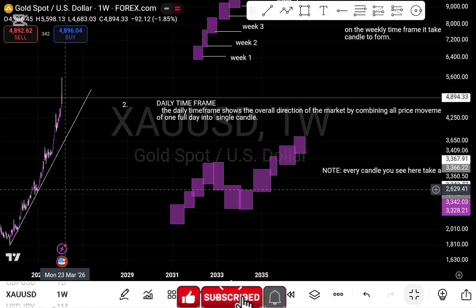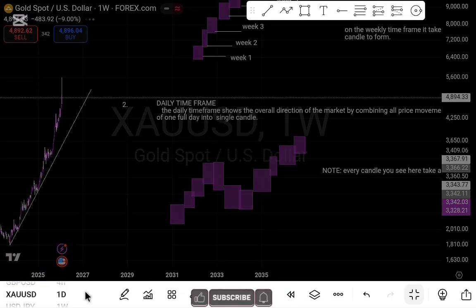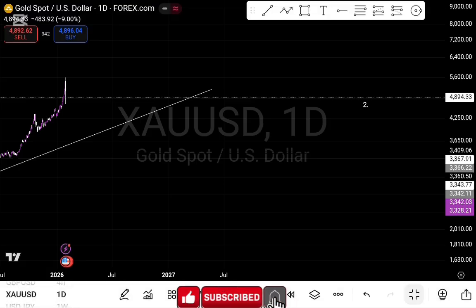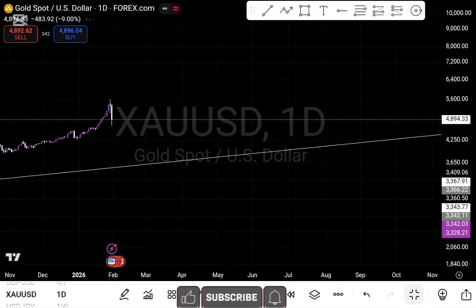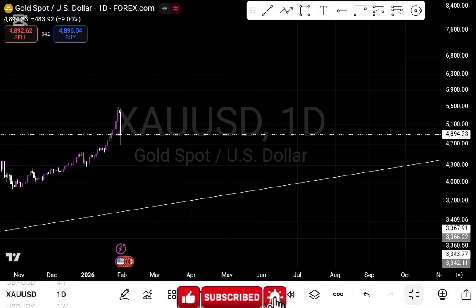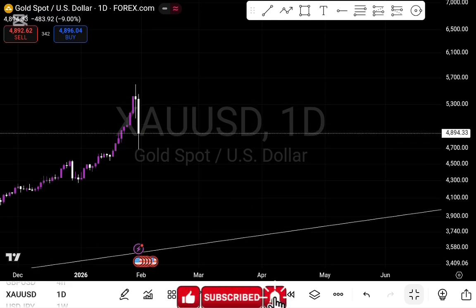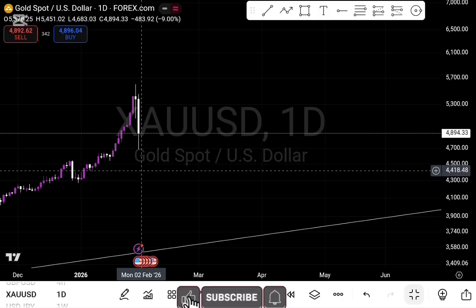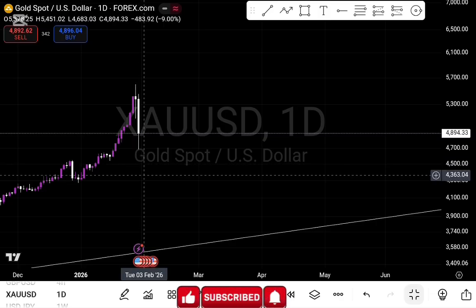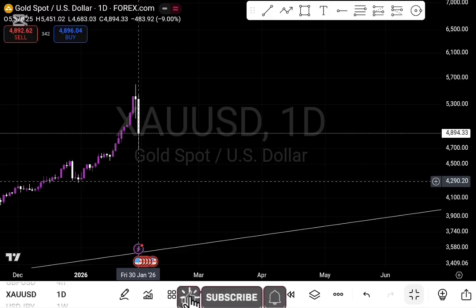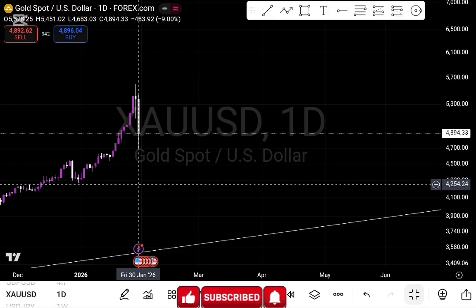Let's go to our chart. Also, let me show you how it looks in a real chart. This is how it looks on a real chart. Everything that happened in the market on a single day, all are being compiled into a single candle. The buy, the sell, the whatsoever, they are all compiled inside a single candle.